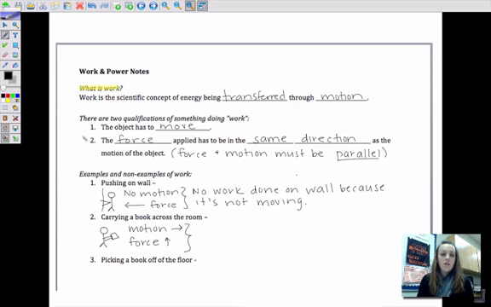If we look at our 2 qualifications, the book fits the first one. It's moving. However, the force being applied is going up while the motion is going to the right. So they're not going in the same direction. That means that no work is being done on the book because force and motion are perpendicular. Which means that they're not going in the same direction.